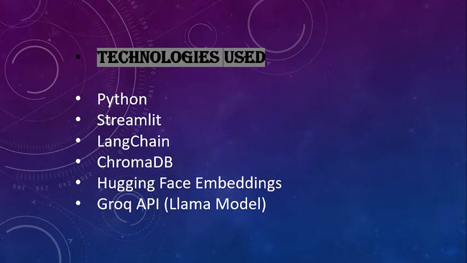Technologies used. This project is developed using Python, Streamlit, LangChain, ChromaDB, Hugging Face embeddings, and the Grok API. These technologies work together to build an efficient and intelligent AI chatbot.